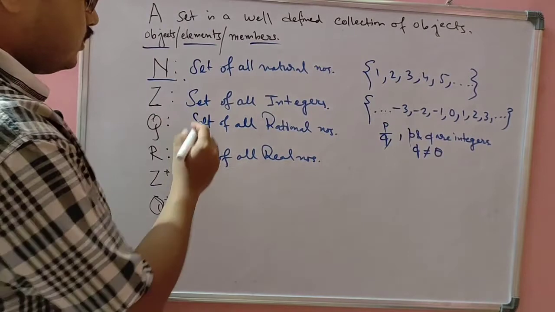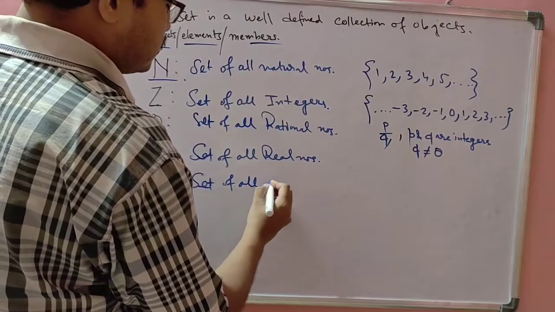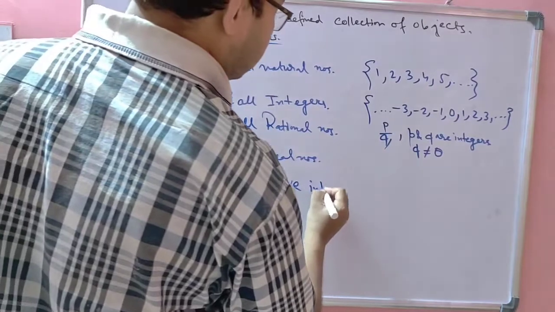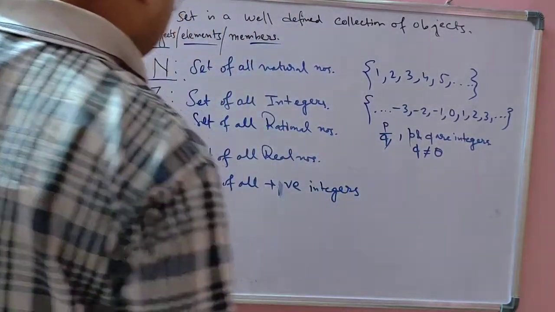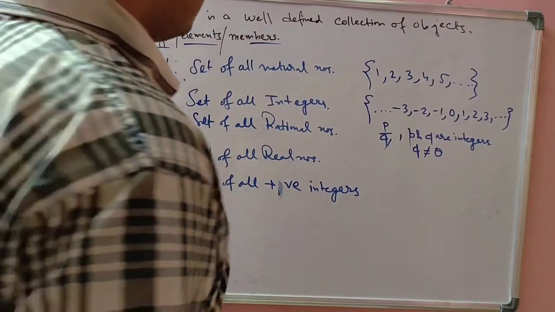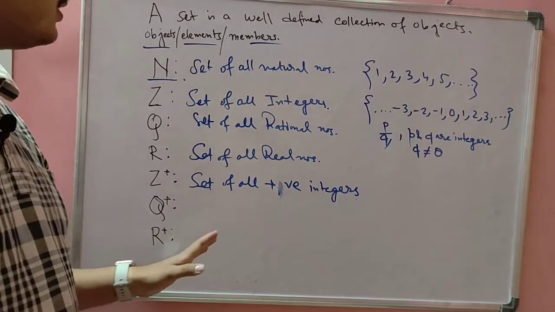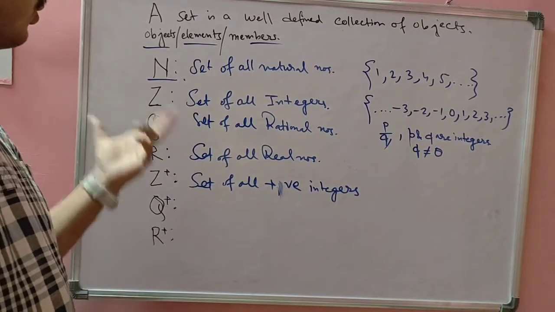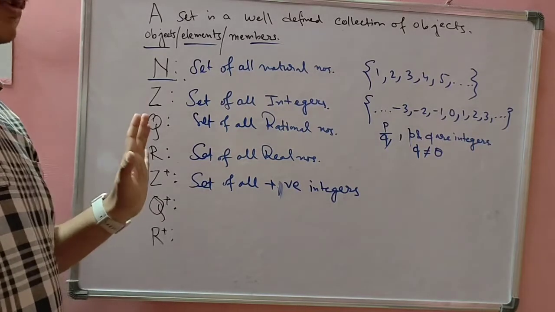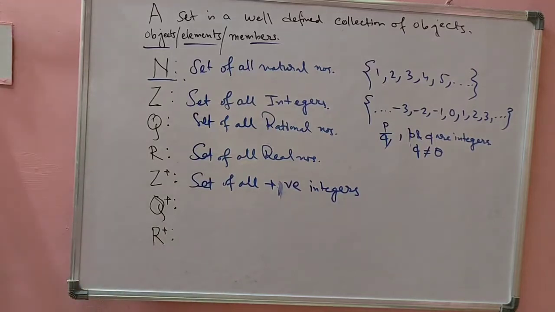Z plus is simple. This is the set of all positive integers. And these are similar: this is the set of all positive rational numbers and the set of all positive real numbers. So this is how we will represent a few sets of mathematics that we will use in further study.